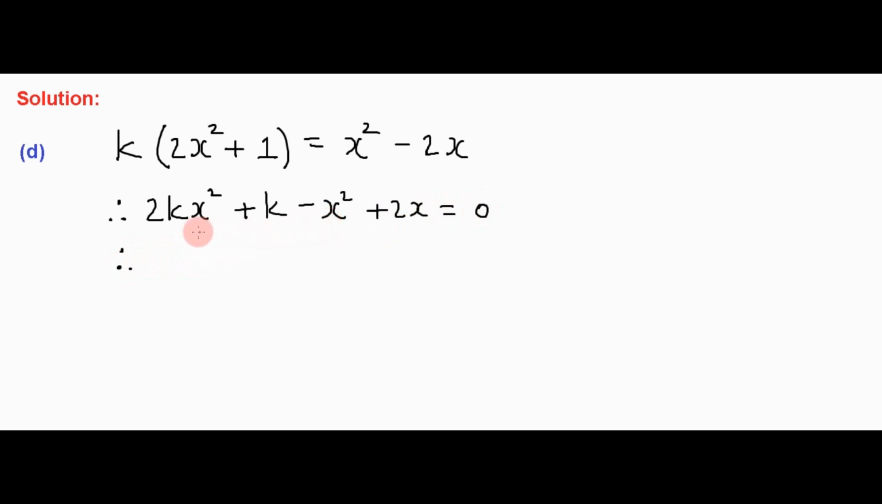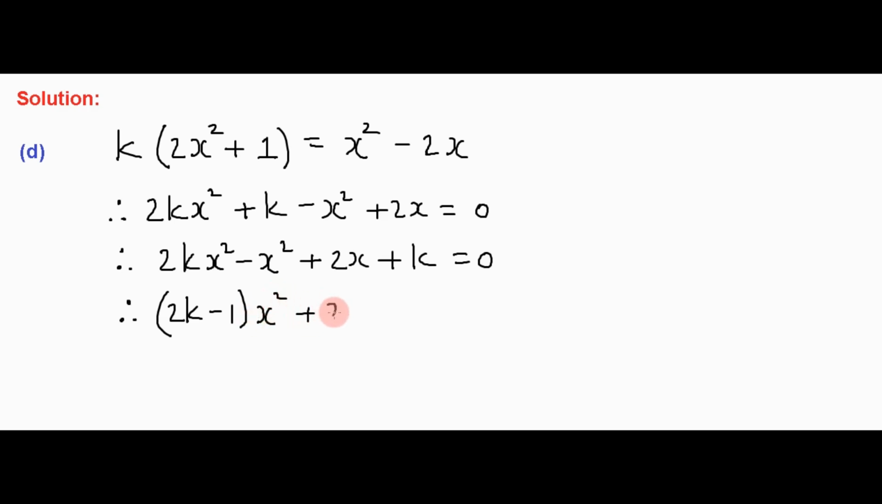It's still not in standard quadratic form because we have two terms in x squared. Now, I'm first going to write them next to each other. We're going to take out a common factor of x squared in the first two terms. So it's 2k minus 1 multiplied by x squared. Now the equation is in standard quadratic form because we have one term in x squared, one term in x, and then a constant. So writing down the values of a, b, and c, a is the x squared coefficient. In this case, it's 2k less 1. b is the x coefficient, which is 2. And c is the constant, which is k.